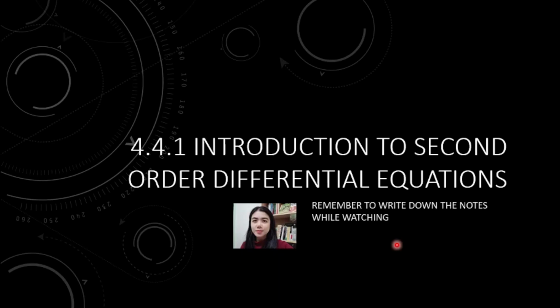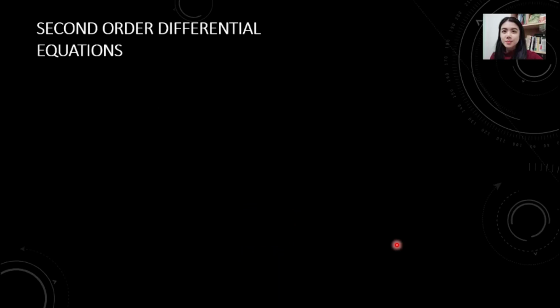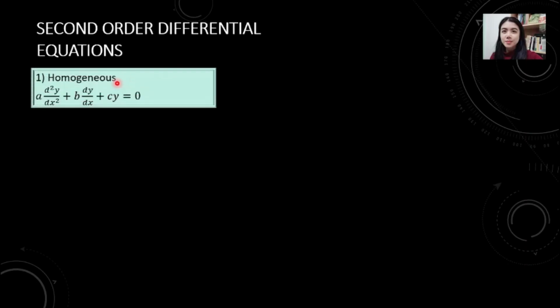Now we come to introductions to second order differential equations. In second order differential equations, we will learn two types of equations. The first type is the homogeneous equations. That is, you have the equation equal to 0. For instance, you have this one, so this equation is equal to 0.